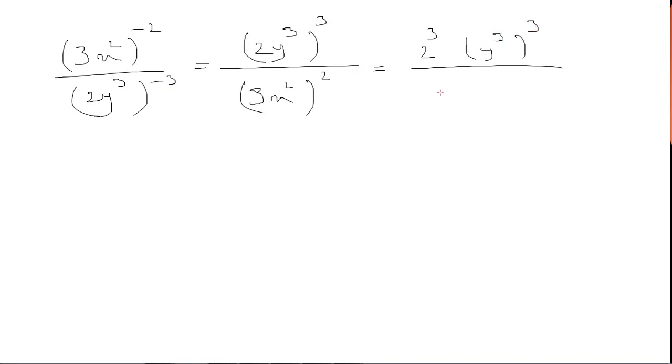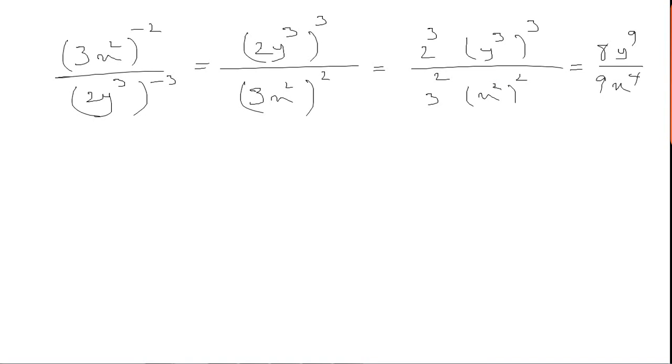And in the denominator I have 3 to the power of 2 times x squared to the power of 2. 2 to the power of 3 is 8. Y to the power of 3 raised to the power of 3, I have to multiply the two powers. Gives me y to the power of 9. And here 3 to the power of 2 is 9. X to the power of 2 raised to the power of 2, I have to multiply the two powers. Gives me x to the power of 4.